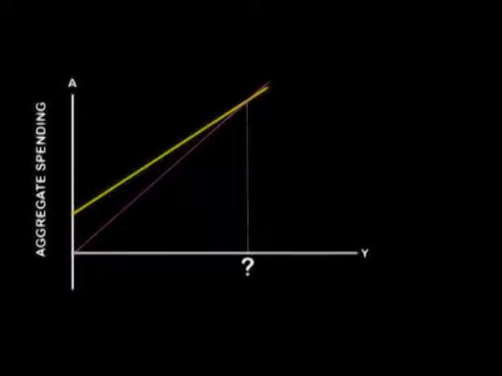At equilibrium, A is equal to Y. Therefore, we could write the formula as aggregate income is equal to consumption plus investment. We can now replace C with the consumption function: autonomous consumption plus the marginal propensity to consume times income.